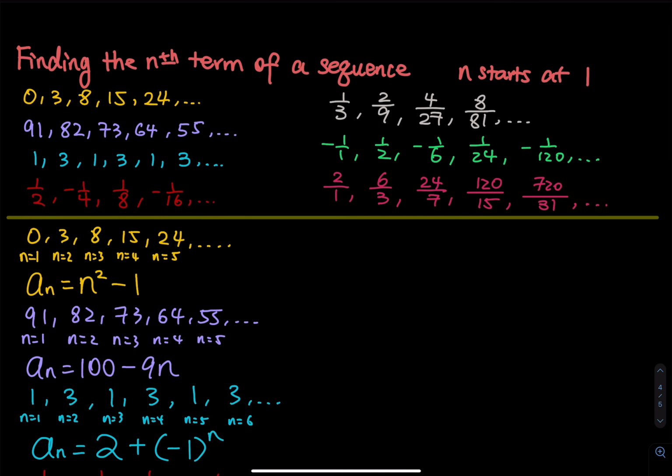The next problem, we have 1/3. Okay, match the color first. We have 1/3, 2 over 9, 4 over 27, and then 8 over 81, n equals 1, n equals 2, n equals 3, n equals 4.